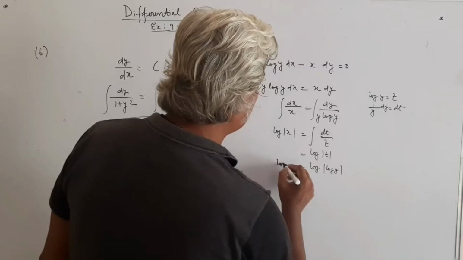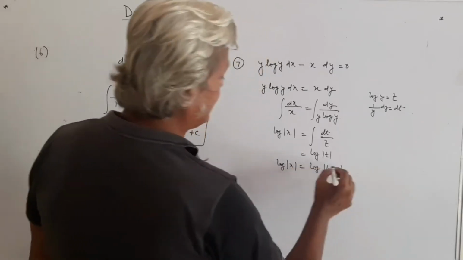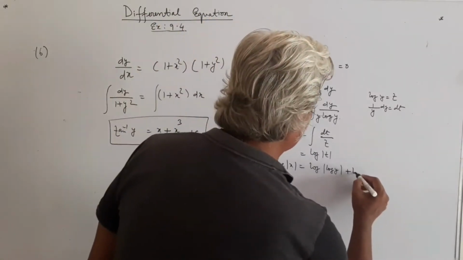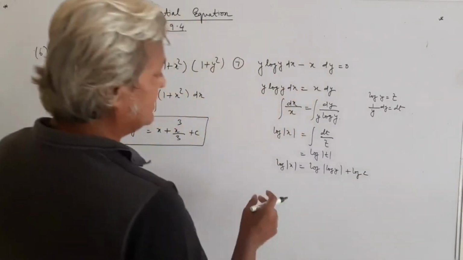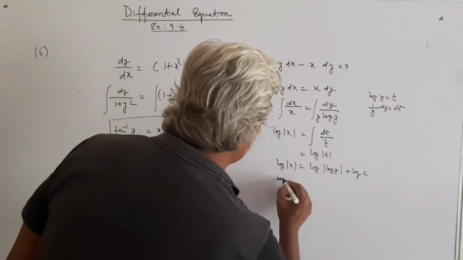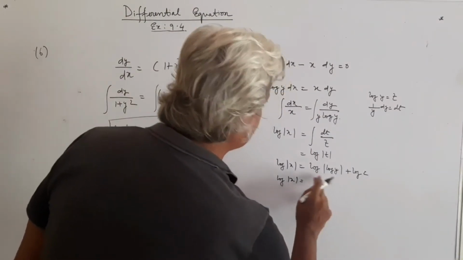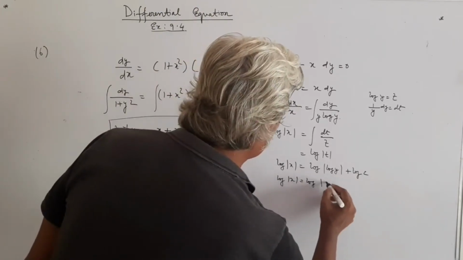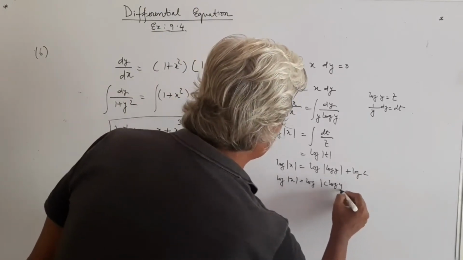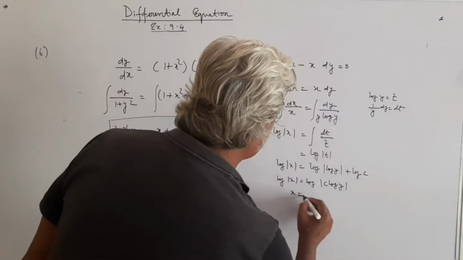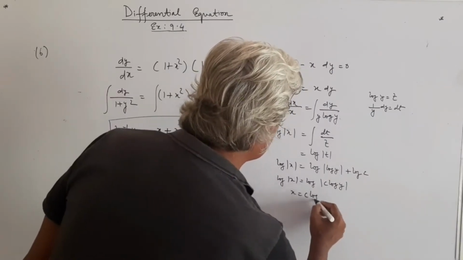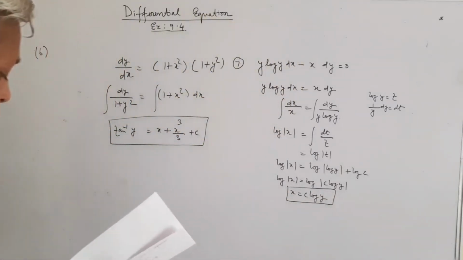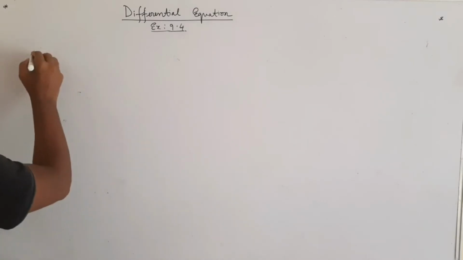Plus, since both sides of the expression are log, I would like to introduce my constant also in terms of log, so I write this as log c. Now log m plus log n is log mn, so this becomes log x equals log c log y. Therefore what we get is x is c log y. This is the answer. Now I go for the next question. Question number 8.